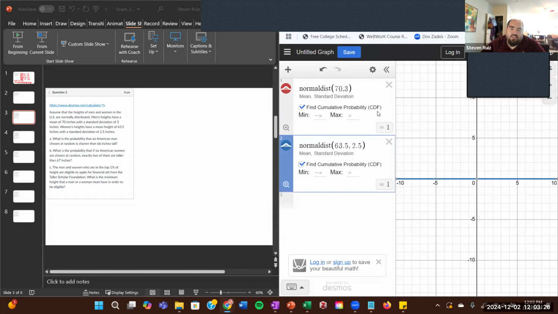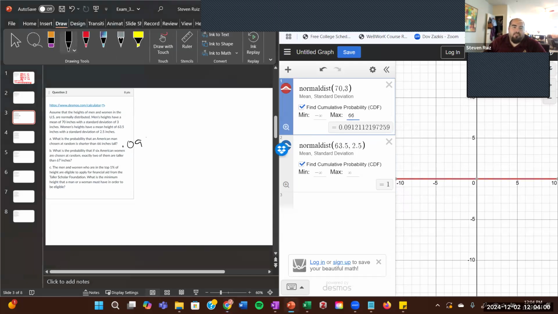All right, so now we can answer these questions. So A, what is the probability that an American man chosen at random is shorter than 66 inches tall? So 66 inches is below the mean. So we should expect that number to be less than 50%. But let's set the max to 66 and see what we come up with. So we're getting a probability there of 0.091. So that's coming directly from our normal distribution, 0.091.